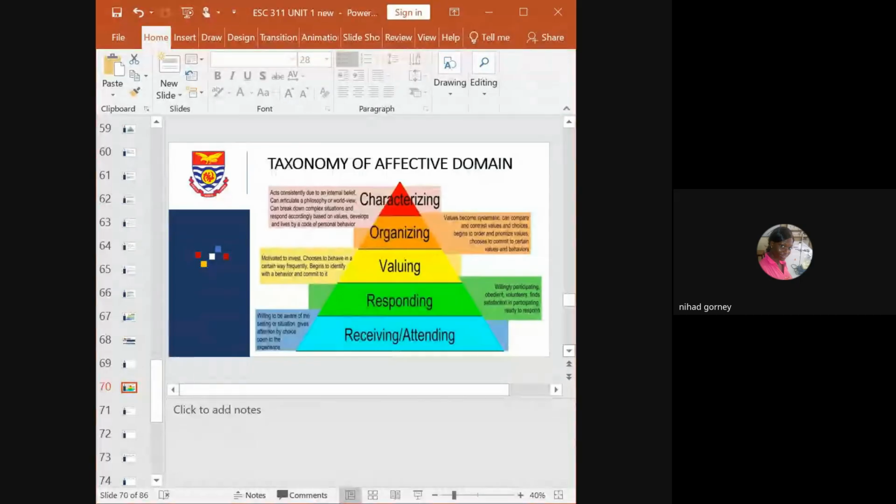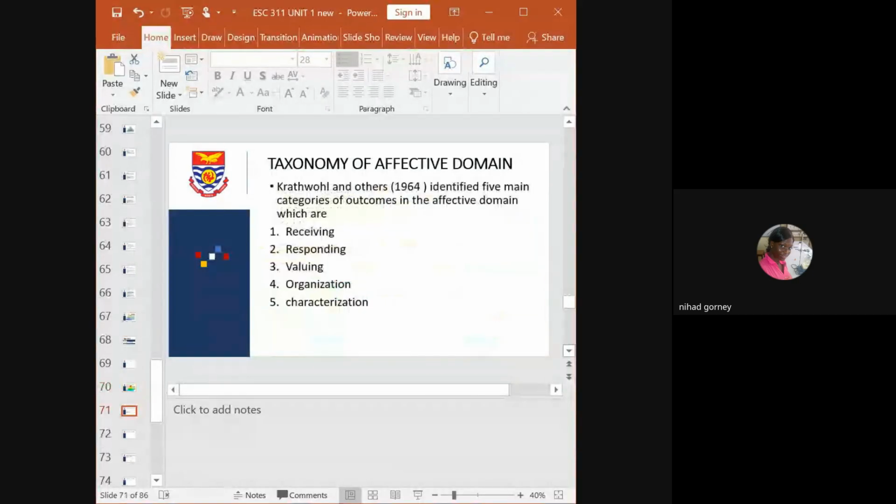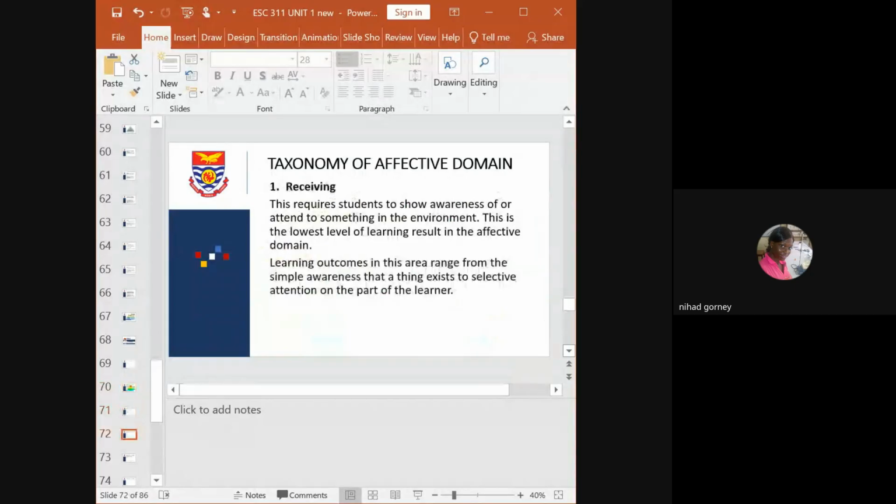Then the final highest order is characterizing. You act consistently due to an internal belief that you have about something. You can articulate a philosophy or a worldview, and you can break down complex situations and respond accordingly based on the value that you have created or by your own code of personal behavior. So that is it about the taxonomy of the affective domain. We have people at the receiving end, those at responding, those at valuing, those organizing and characterizing. Okay, so I think I've talked about all of them.